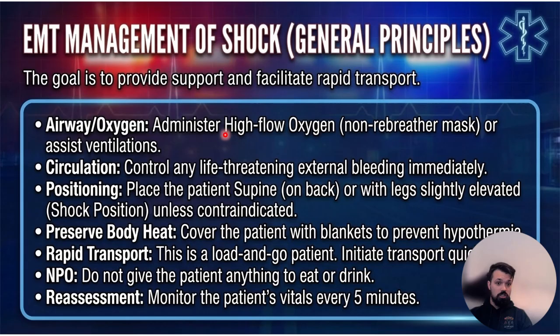Okay, the goal of shock management is support and rapid transport. Okay, for airway issues, high flow O2 if you need to, assist ventilations. Those are things you can do. If it's anaphylaxis, administer epinephrine or assist with the administration of an epinephrine autoinjector, whatever one you want to use. Circulation, if there are circulation issues, control any life-threatening external bleeding immediately. Remember, as an EMT, your first intervention per registry standards is always direct pressure. For any life-threatening external bleeding, immediately apply direct pressure, and then if you need to, get your tourniquet. Okay, direct pressure first, then tourniquet for NREMT standards.